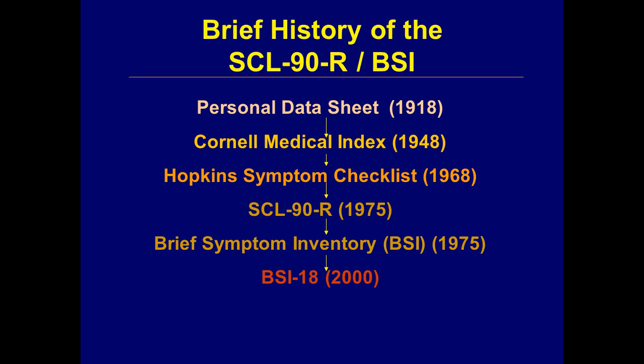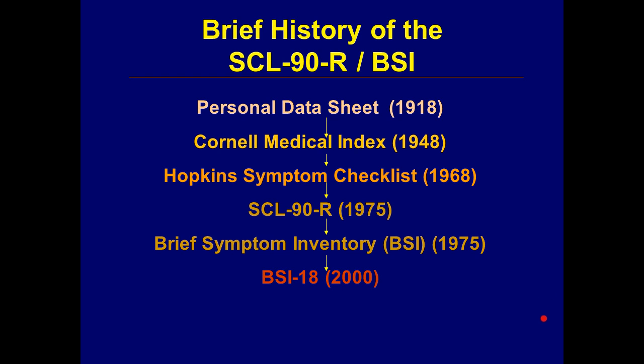The very first self-report symptom inventory was a personal data sheet which was developed by Woodworth in 1918 at Columbia. At that time, there was a huge shortage of psychiatrists in this country, and men were being evaluated for the American Expeditionary Force for World War I, and Woodworth got the idea of having each man interview himself. And he developed this relatively brief checklist of symptoms.